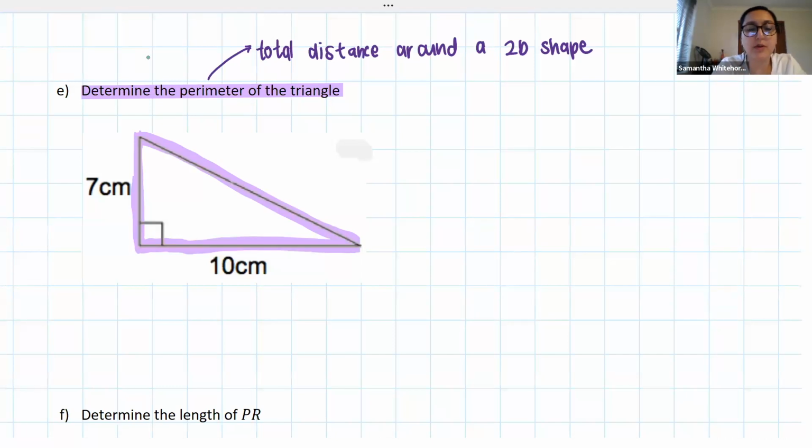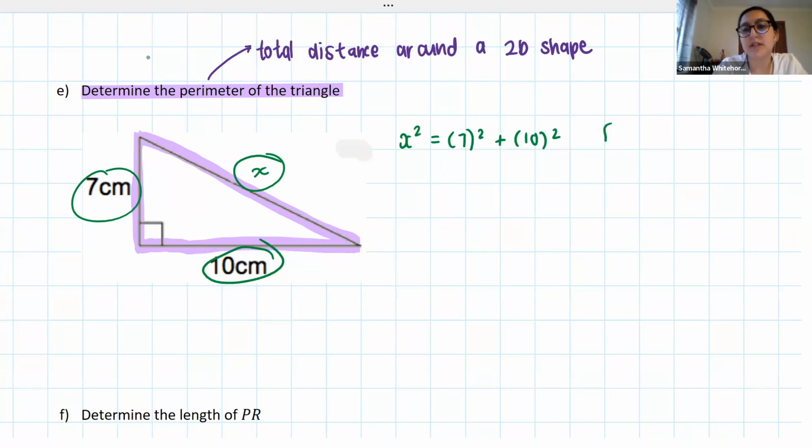So if we want the perimeter, we would have to add 10, 7, and whatever this side is. So I need to go and work out my missing side length firstly. And to do that, we're going to use Pythagoras. So x squared is equal to 7 squared plus 10 squared. Remember, guys, if you said 10 squared plus 7 squared, that's fine. This is just normal Pythagoras, so it's just Pythag. So x squared is equal to 49 plus 100. And so x squared is equal to 149.